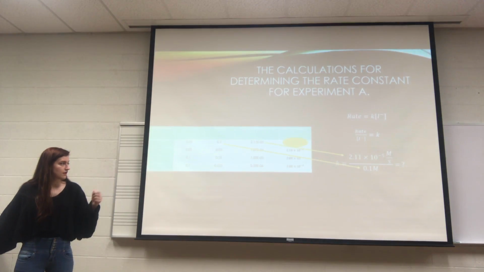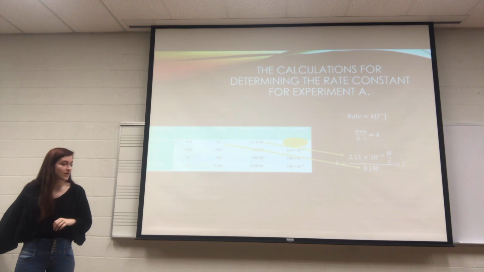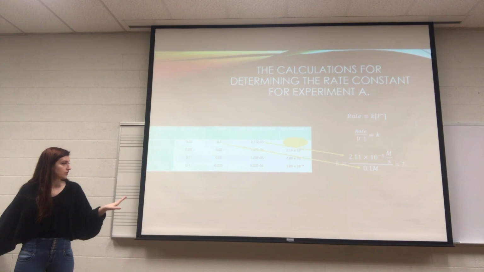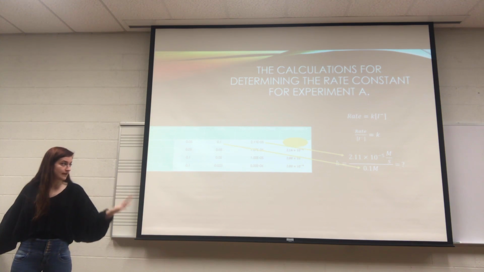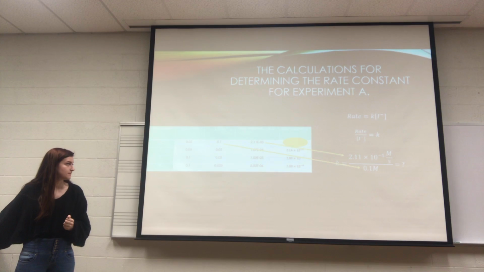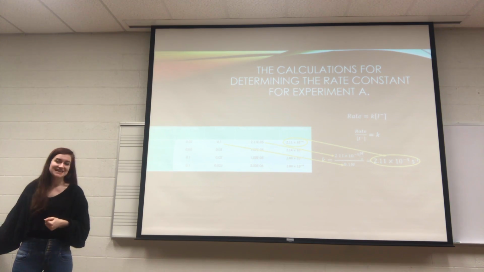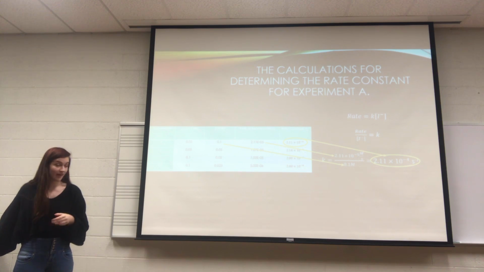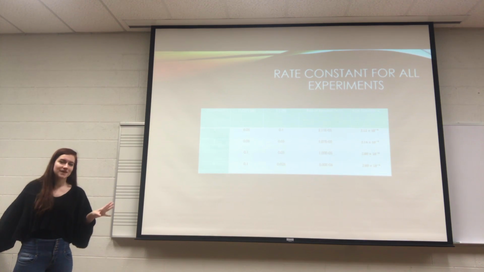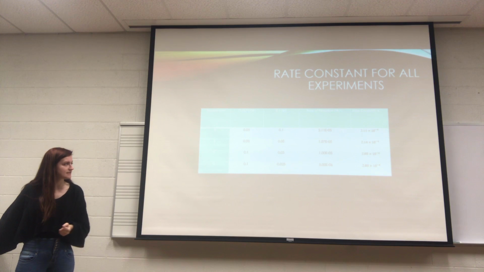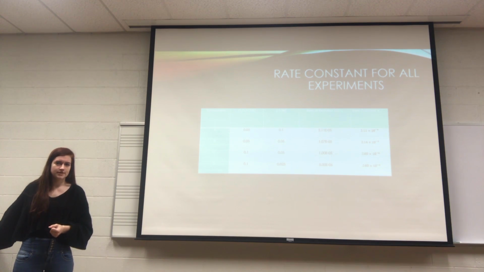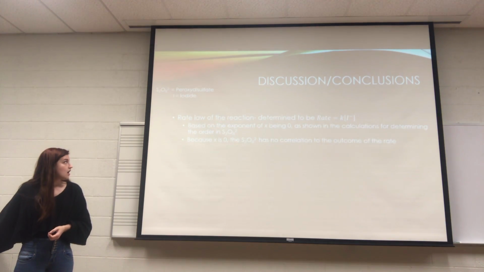So to solve for the rate constant, we're going to go ahead and plug in the rate of reaction over the molarity of iodide, and whatever that equals is going to be our rate constant. So we go ahead and get 2.11 times 10 to the negative 4th, and that's our rate constant for A. We repeat the process for all of them, and you can see we get very similar results for all, which indicates a low error margin.